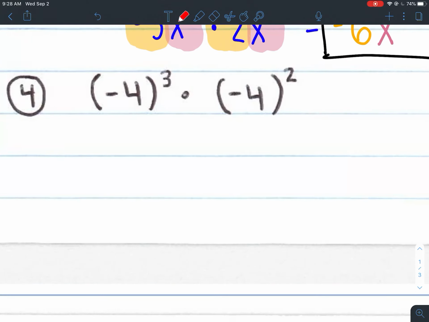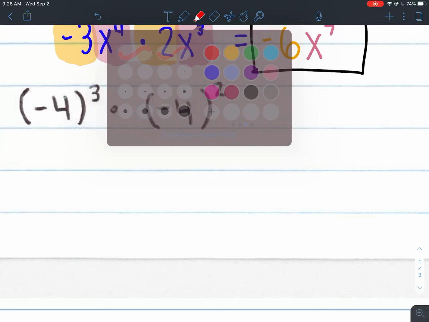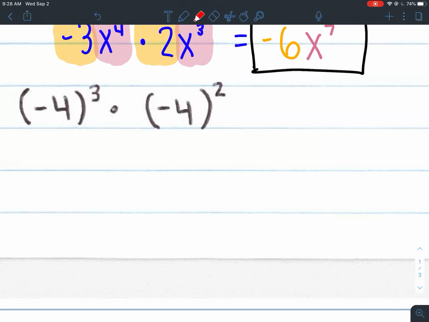So what is our base here? Our base here is -4, okay? Our base is -4. So I know that I have the same bases, right? I have -4 as one of the bases and -4 as the other base. So I can actually combine these -4's together, okay? I can combine the -4's together.